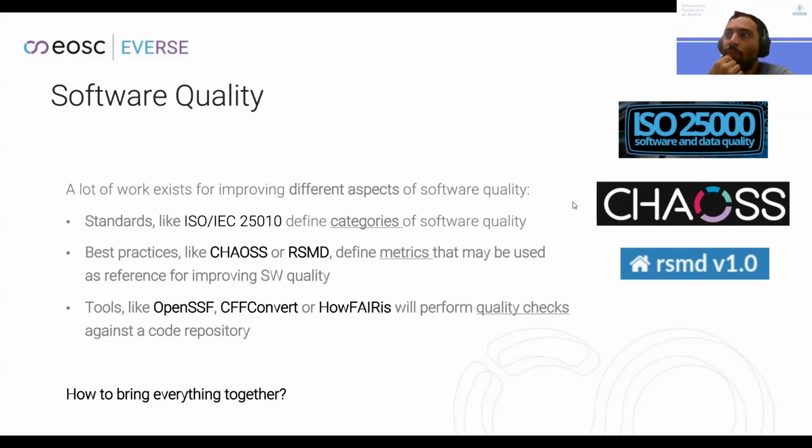So the first question that we have is, okay, given all this landscape, how do we bring everything together in a single quality framework that actually helps researchers assess also their fairness, which is one of the quality aspects that we were very interested in. Next slide, please.